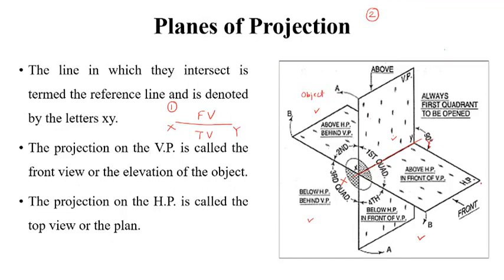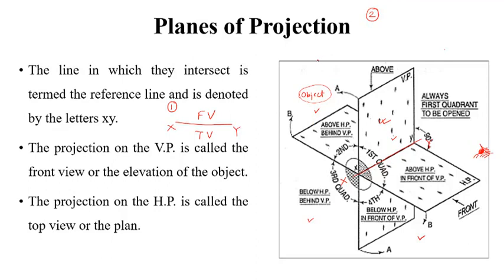What happens now? We are viewing from this side. This is our eye. Now the rays of sight will be intersecting with this object and the object will be focused here in this vertical plane. This is our front view.